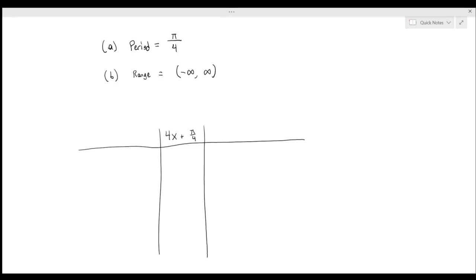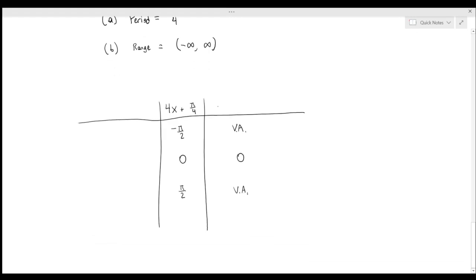Now, what I know about the ordinary tangent function is that at negative pi over 2, it has a vertical asymptote. I know that at 0, tangent is equal to 0. And then I know at pi over 2, it has another vertical asymptote. And I know from negative pi over 2 to pi over 2, that's one full period of the tangent function.